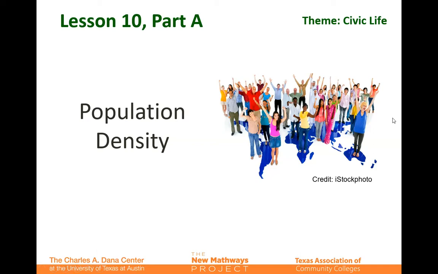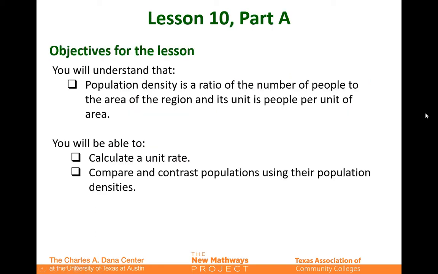Okay, in lesson 10A, we're going to start looking at population density. Population density is an example of a ratio or a rate where we're comparing two different things. It is a ratio of the number of people to the area of the region, and its units are people per unit of area. Usually we'll think in terms of people per square mile.